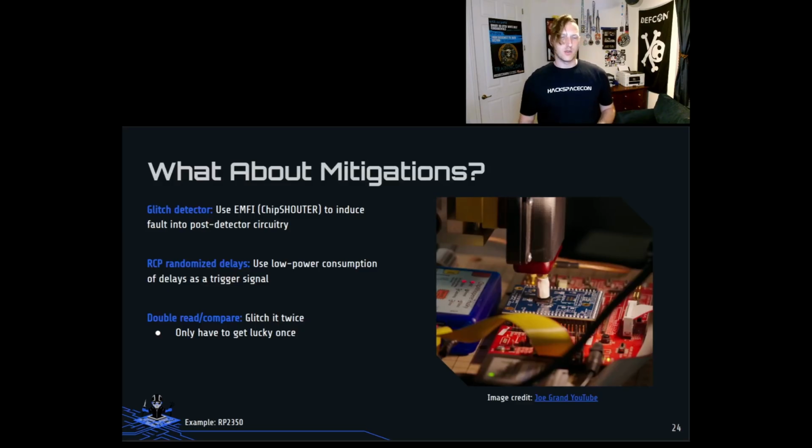So what about the mitigations that we're supposed to prevent against this? When we look at the glitch detector circuitry, note that it was on the core voltage power rail. And this attack didn't use voltage glitching. It used EMFI, specifically the ChipSHOUTER, to induce a fault in the post-detector circuitry. So if you look at the image there, we have the EMFI or ChipSHOUTER tool above the RP2350, and there's a little coil right above that chip that will burst RF energy. And it induces this fault and affects the circuitry after the glitch detector has already happened.